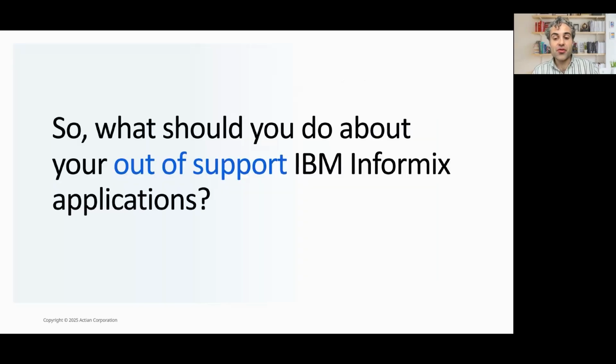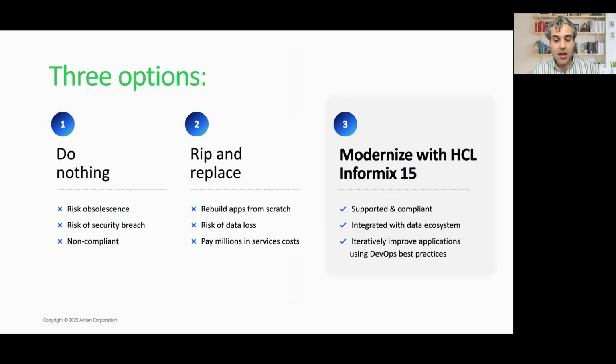So what should you do about your out of support IBM Informix applications? There's really three options. First, you could do nothing and risk obsolescence, a security breach, or a fine for not being GDPR or CCPA compliant. Two, you could spend millions of dollars hiring new IT teams or consultants to help you rip and replace your database by moving all of your data from your existing instance to a new one and rebuild and refactor your applications from scratch.